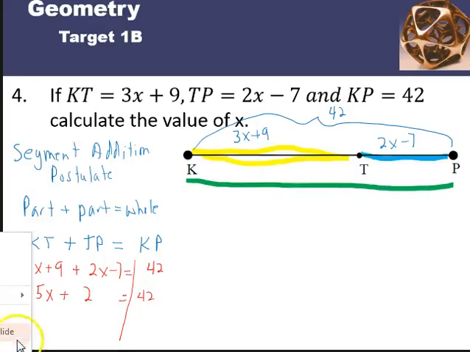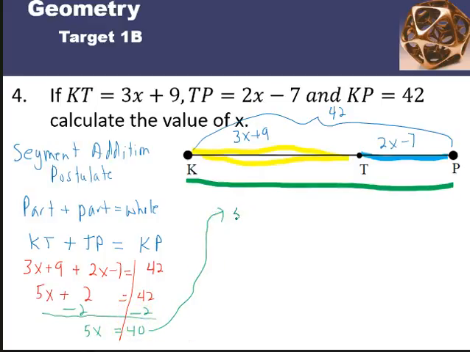Now to solve this, I'm going to subtract 2 from both sides, and I get 5x equals 40. I'm going to shoot that up there where I have a little more space. 5x equals 40, and I'm going to divide both sides by 5, and I get x is 8. It was just asking for the value of x. I found it. It's 8. So that's my answer. X is 8.